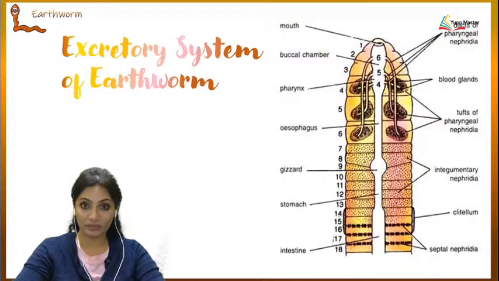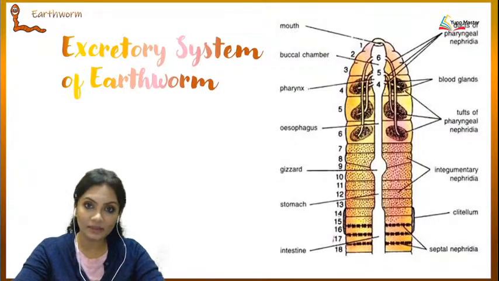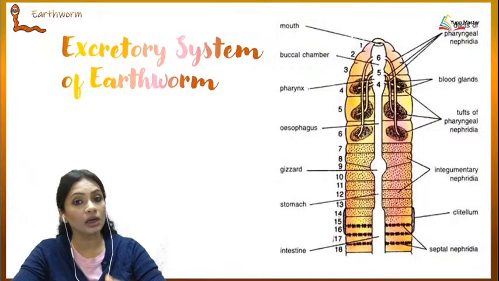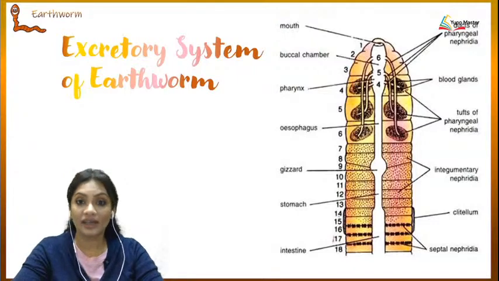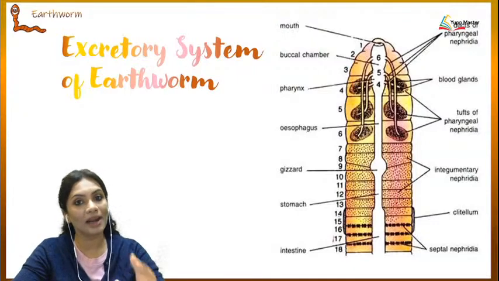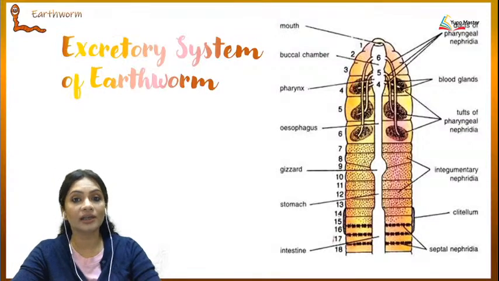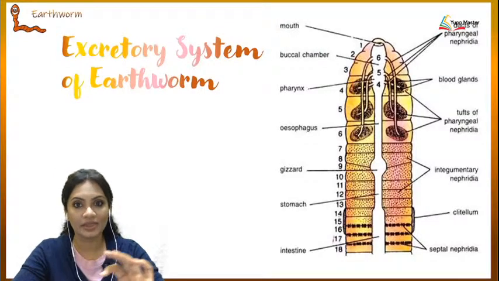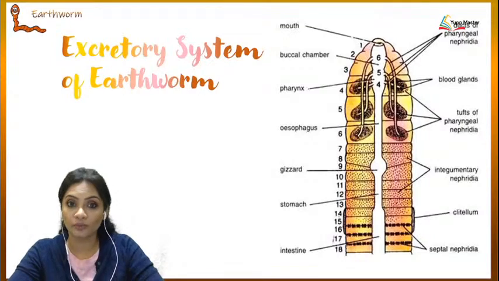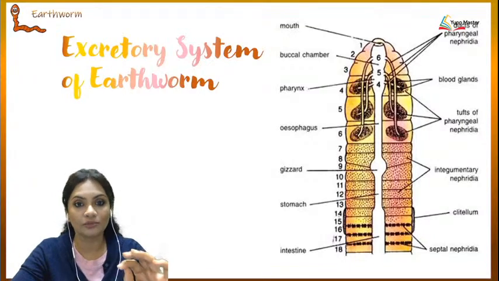Remember what their blood was made up of. It was made up of blood cells, and it was made up of the hemoglobin. Where is the hemoglobin found? In the plasma itself. Okay, so this was all about the circulatory system of this earthworm. Now we come next to the excretory system of the earthworm.